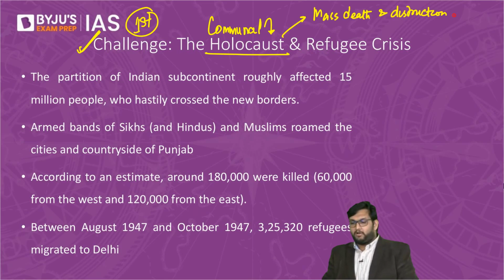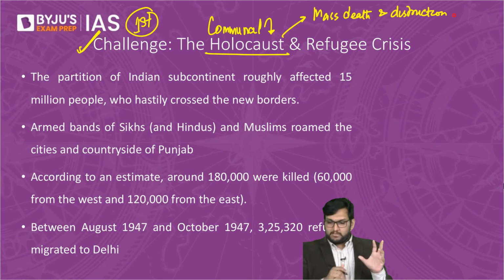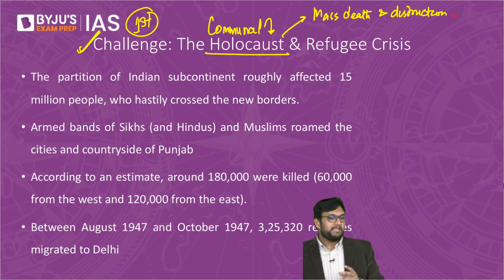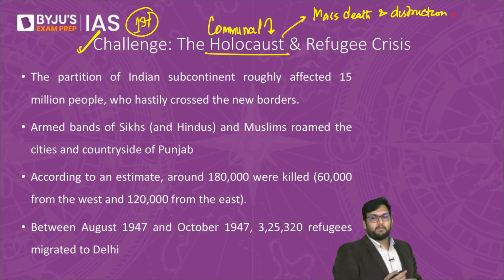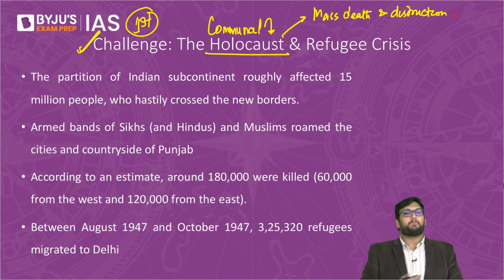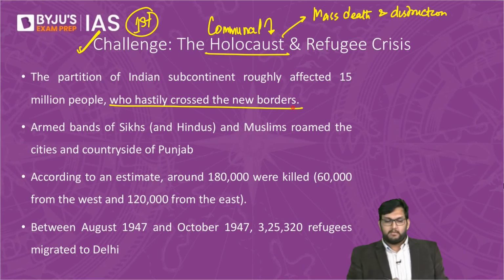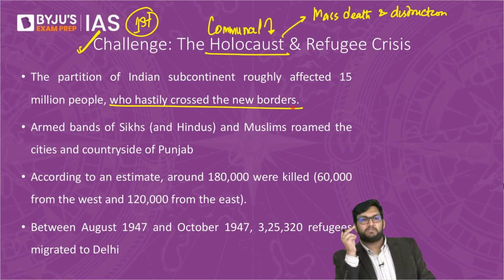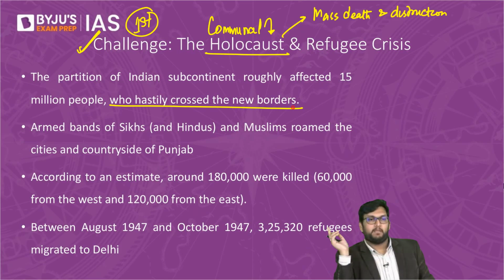The partition of the Indian subcontinent. Everybody is following this? Are you understanding the basic point? I hope I've been able to give you that feel, because that feel is very, very important. What is partition? Now, very simply, the partition affected 1.5 crore people who now had to hastily cross the new borders. Armed bands of Sikhs, Hindus and Muslims roamed on both sides of the border.